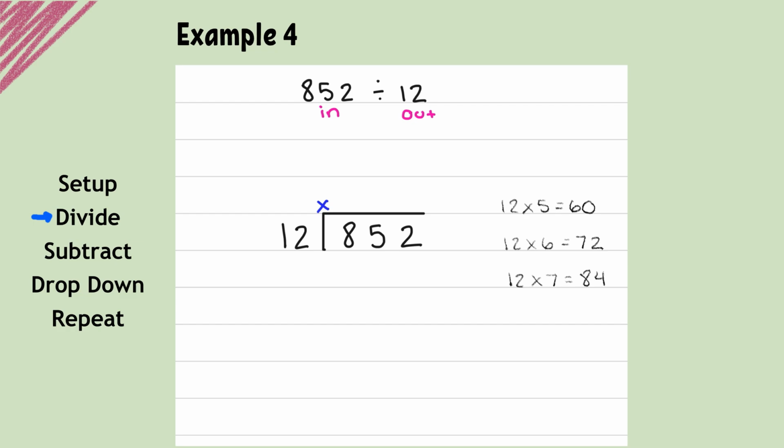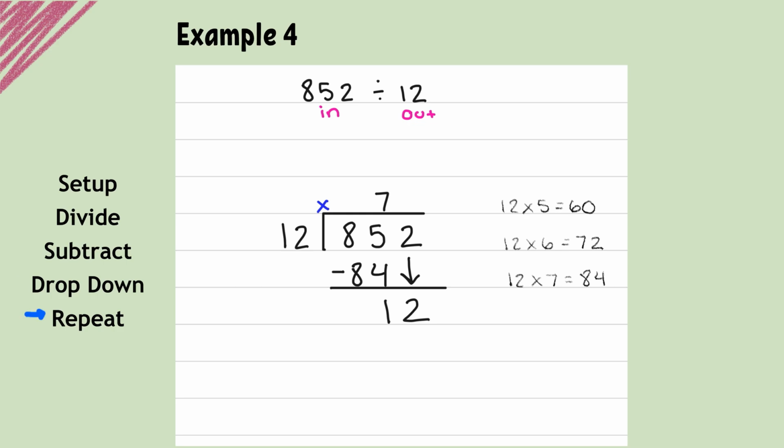So the closest we can get to 85 without going over 85 is 12 times 7. So now I'm going to take that answer and I'm going to put it on top of the 5. So we have 12 times 7 equals 84. So we need to subtract 84 because that's the closest we can get to 85. And that's going to give us 1, but we're not done yet. We need to pull down our last number in our dividend, and that 1 is going to become a 12.